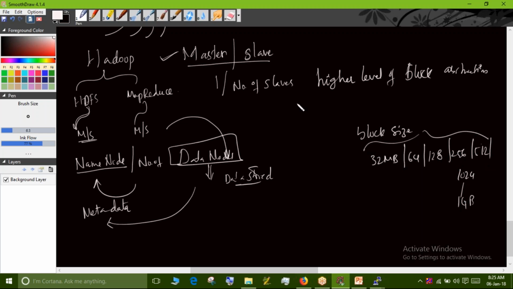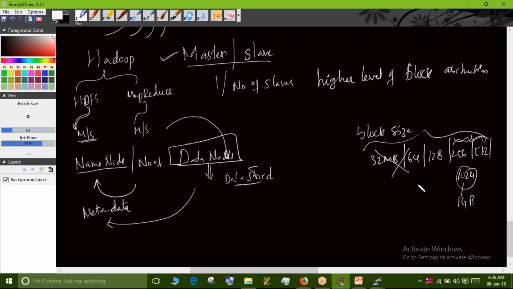This 32 and 64 are almost gone. Now no Hadoop cluster has 32 or 64 MB block sizes. That was when Hadoop was introduced to the market years back. Now the most common are 256 and 512, and rarely we see 1024. But there are clusters where the block size is 1024.